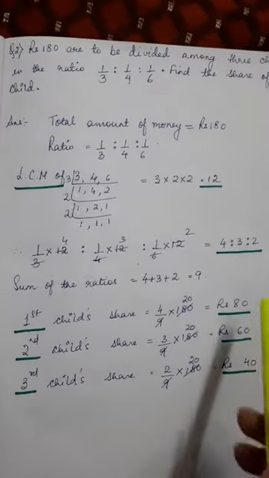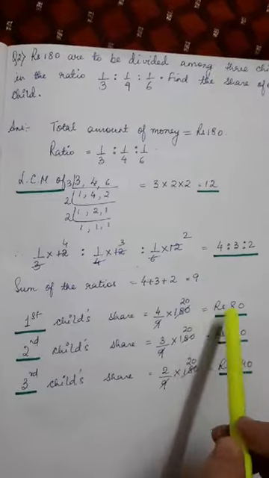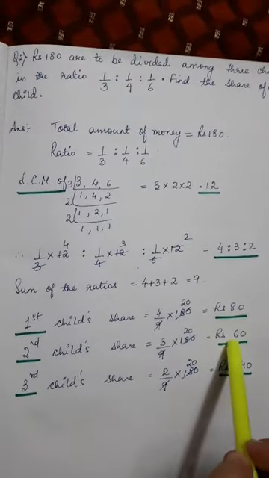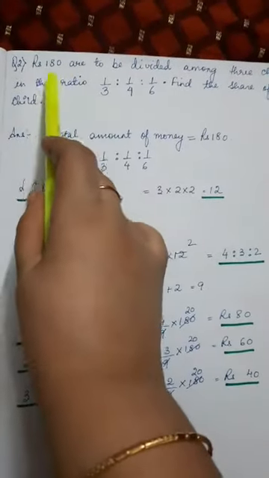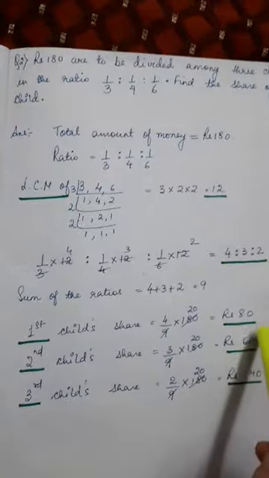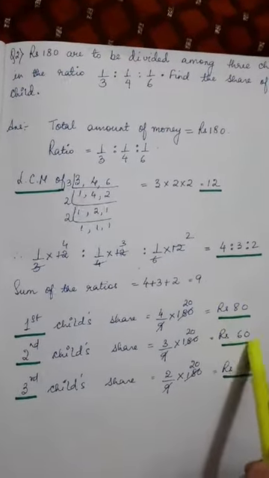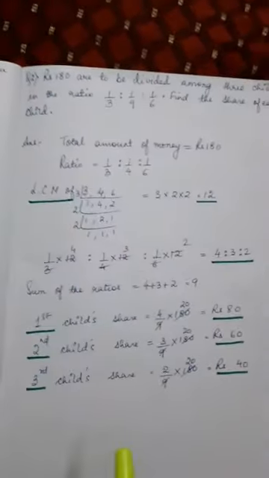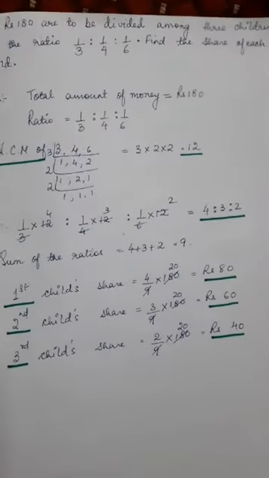Now you can cross check your answer also. How will you cross check whether your answer is correct or not? You add these three values. 80 plus 60 comes as 140. 140 plus 40 is 180. See, the total amount is 180. So children, after finding the individual shares, cross check whether your answer is correct by adding the three of them to get the total. I hope I have made myself clear in the sum.